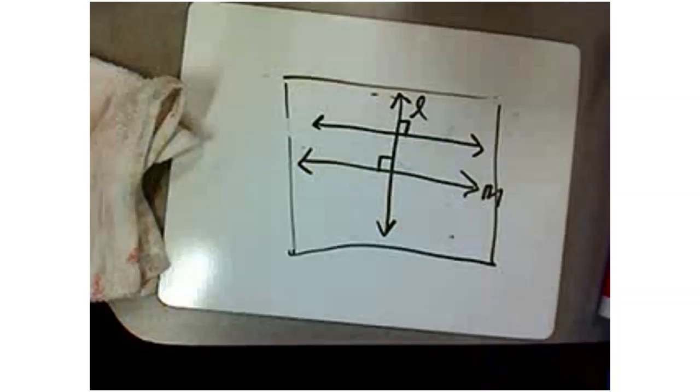Line M and N are perpendicular. Line M and N are parallel. Line M and line N will intersect. Line M and line N are skew.